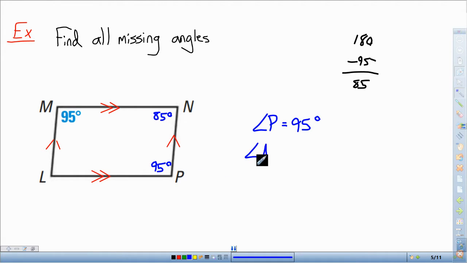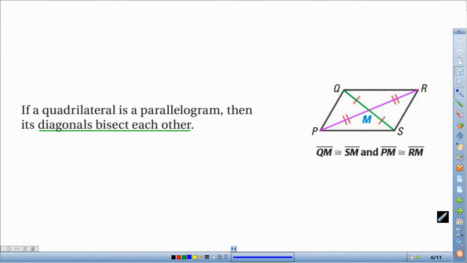Okay, so let's go ahead and get that. Angle N, 85 degrees. Okay, and from here to get angle L, we can use either method. Opposite angles are congruent or consecutive angles add to 180. Either way, we know this thing is 85 degrees. Okay, so yeah, pretty simple rules. Try not to get them mixed up, but they're pretty simple. All right, let's keep moving.